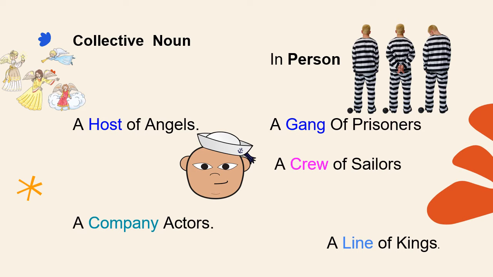Collective nouns for people: a host of angels, a gang of prisoners, a crew of sailors, a company of actors, a line of kings.